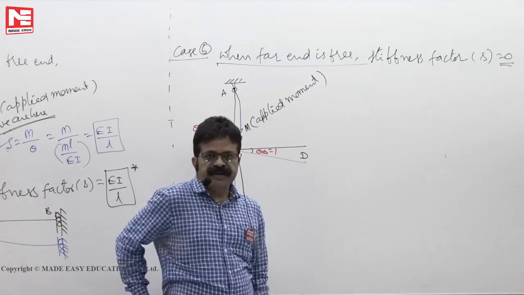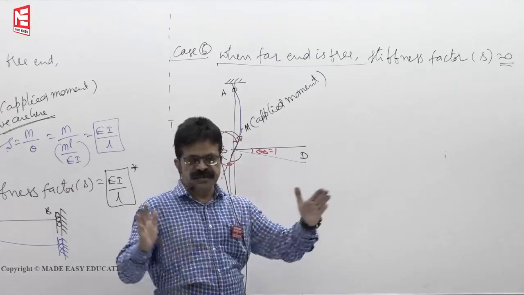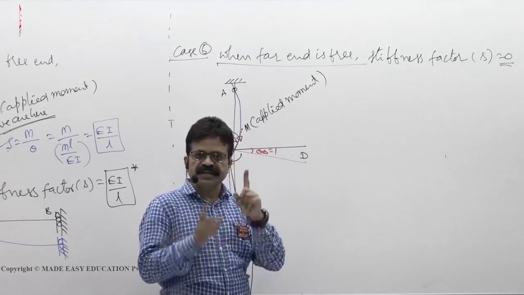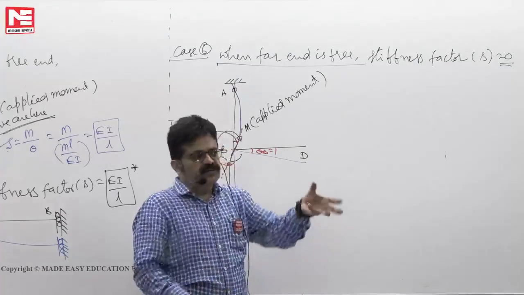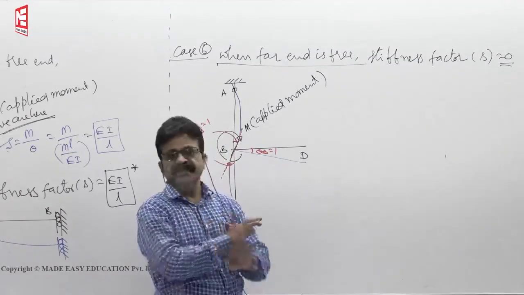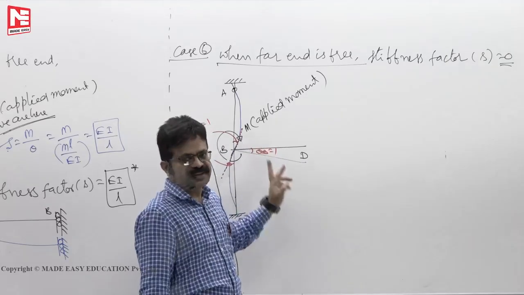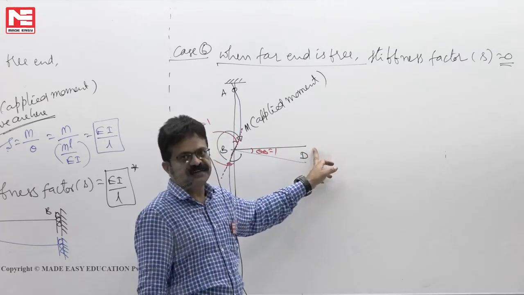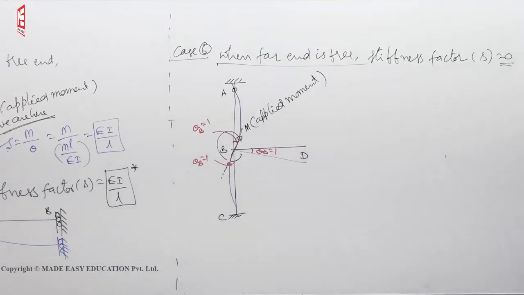For any member to be under tension, you require two forces. To be under compression, two forces. If you want any member to bend, you require two moments. With one moment, you cannot bend any member. It will rotate as a rigid body, but it will not bend. So the bending moment is 0 in this member because of this free end. So freely it will rotate.